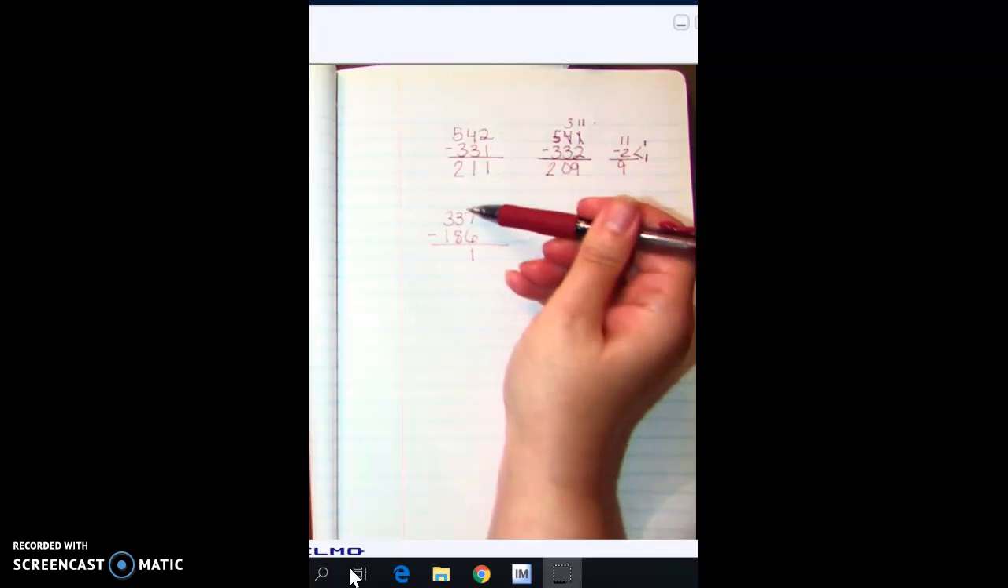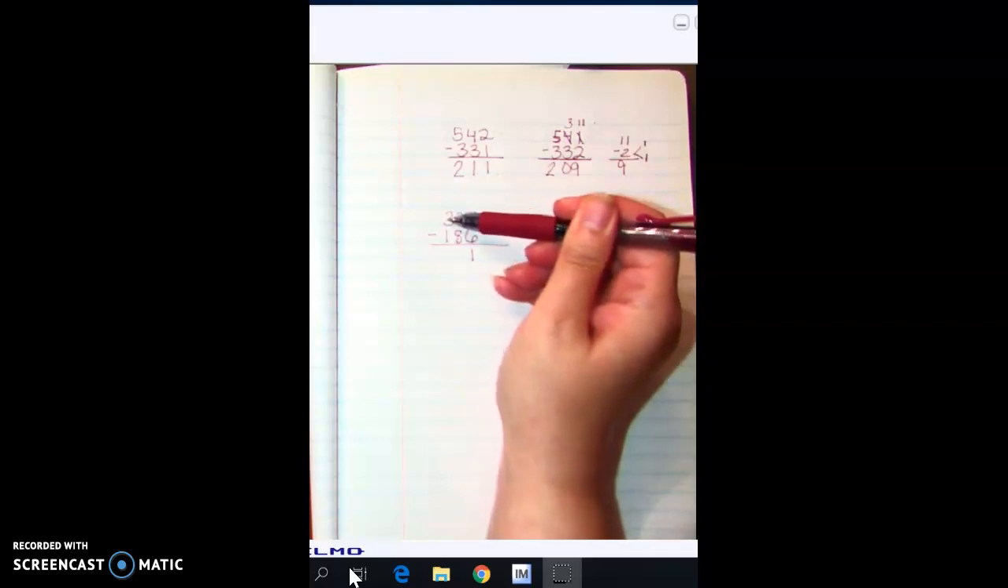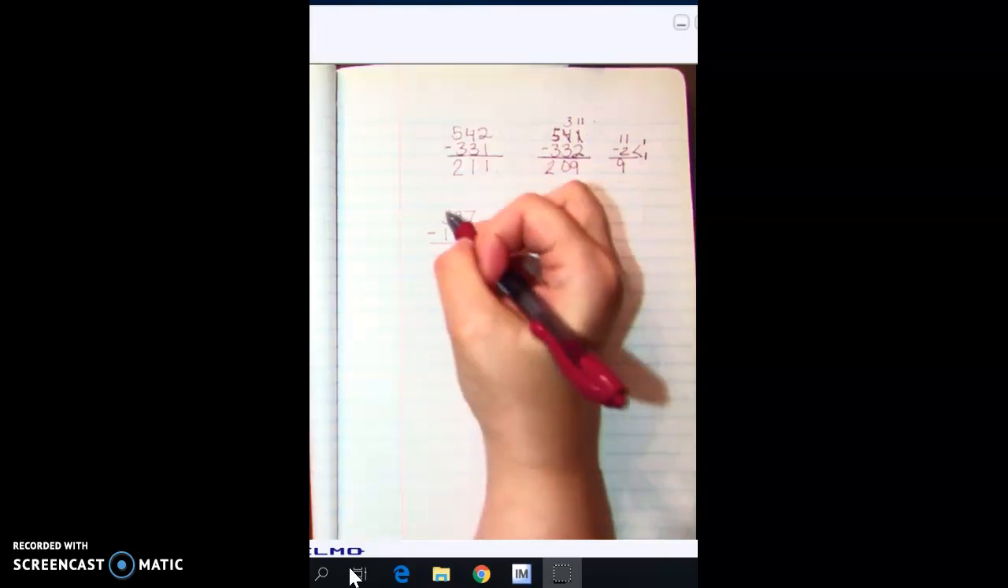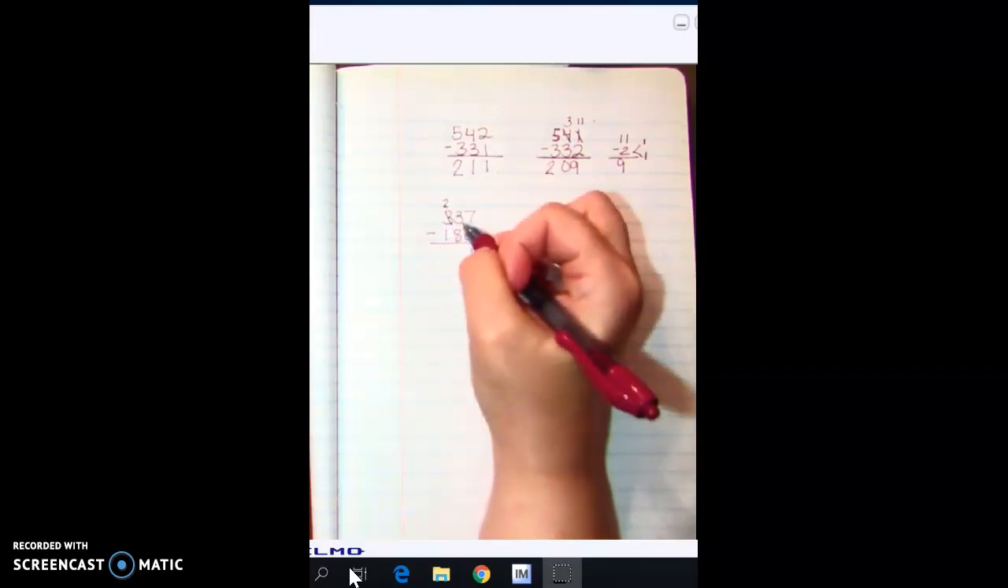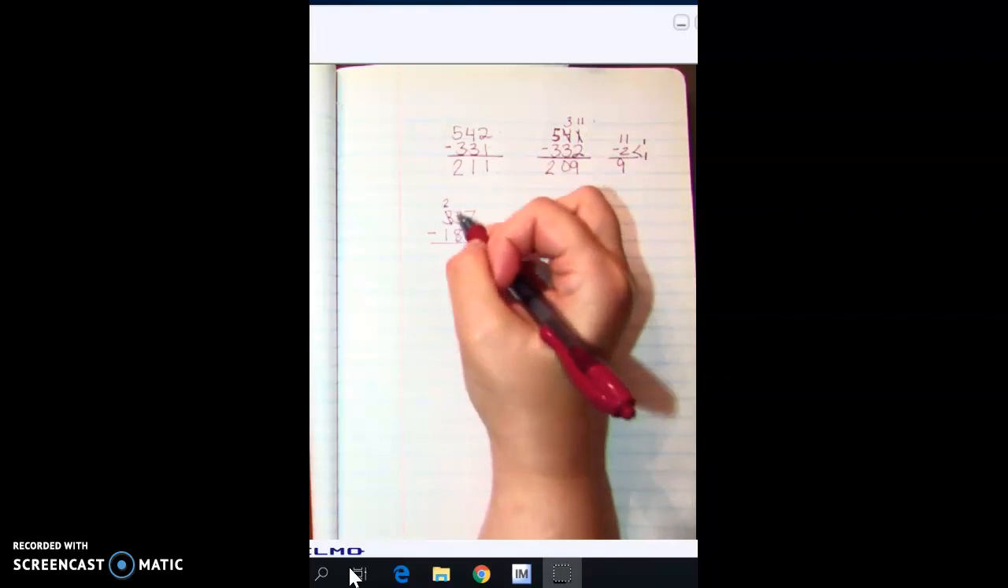So I'm going to do the same thing. I'm going to go over here to the 100, and I'm going to break up one of those hundreds into 10 10s. So it's no longer going to be 3 10s. It's going to be 2 because I broke one of them up. I have 10 from here and 3 I already had, so now I have 13 10s.